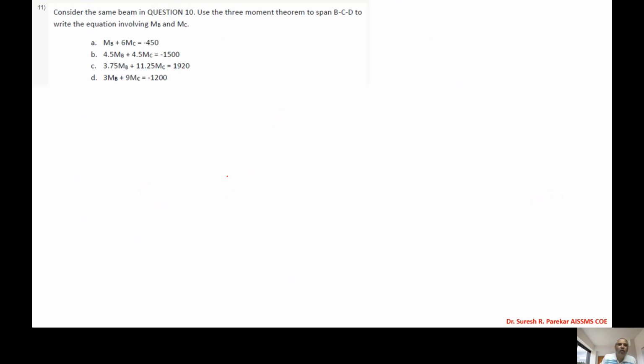Now we will switch over to 11. Consider the same question and use theorem of three moment, span BCD. Now see, again this is most important. Now we have this as B, then we have C over here, and then we have D over here.